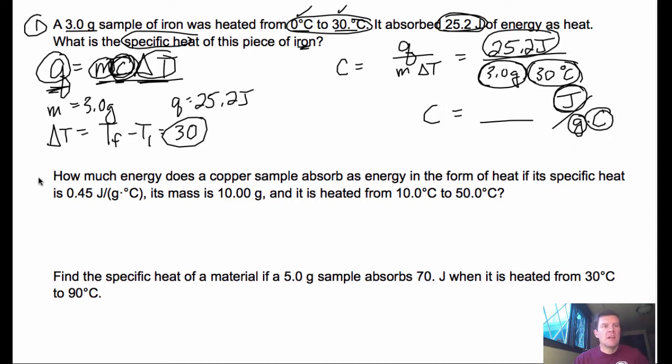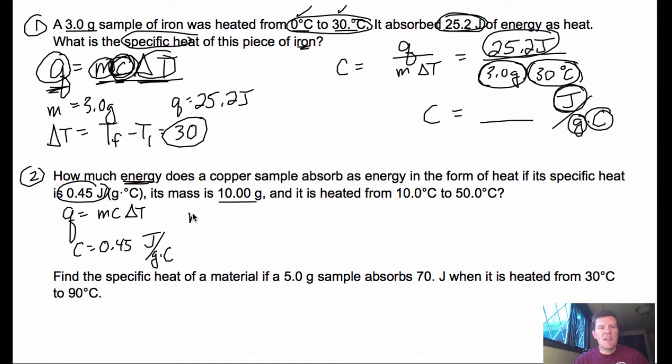Okay? Number 2, we're using the exact same formula, but this time it looks like we're going to be solving for energy, Q. How much energy does a copper sample absorb as energy in the form of heat if its specific heat capacity is 0.45, so they're giving us this C value, and its mass is, sorry, 10, not 100. And it's heated from 10 to 50, so the delta T is going to be 50 minus 10. And that's going to give you 40 degrees Celsius.